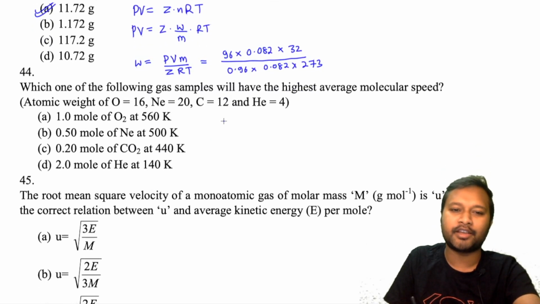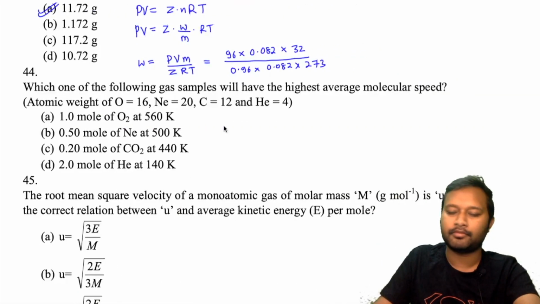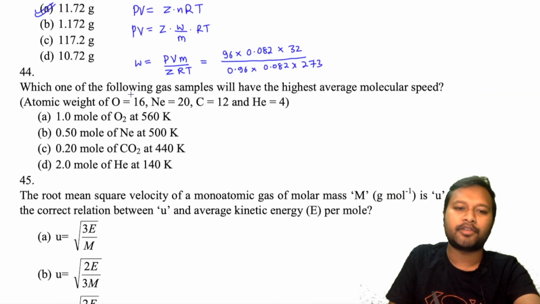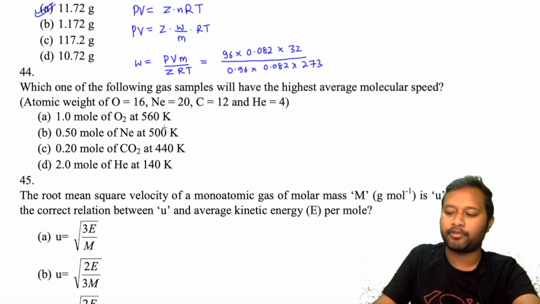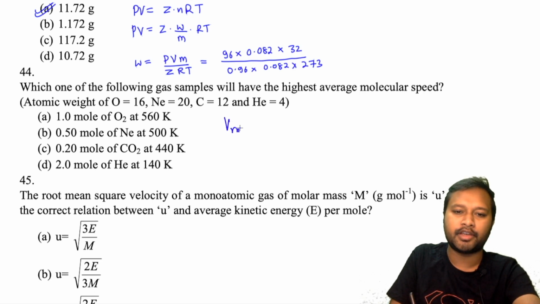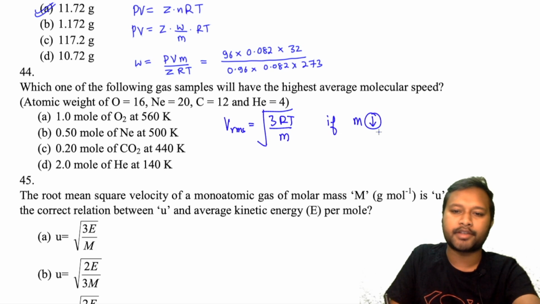The next one says which one of the following gas samples will have the highest average molecular speed. Now the formula for calculating average molecular speed is VRMS equals the square root of 3RT upon M. So if your M decreases, that is the molecular mass decreases, your VRMS is going to increase. Now you can look at it: oxygen, neon, carbon and helium all have their own molecular masses, which are already given.